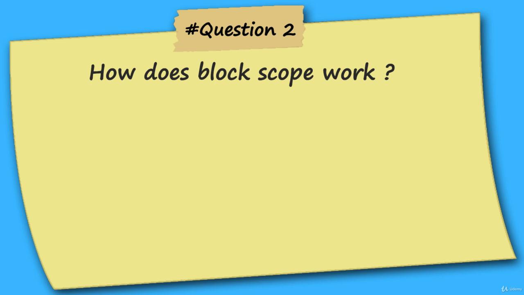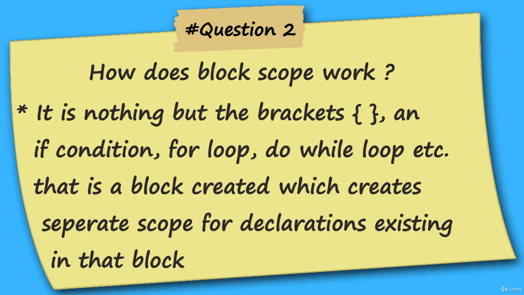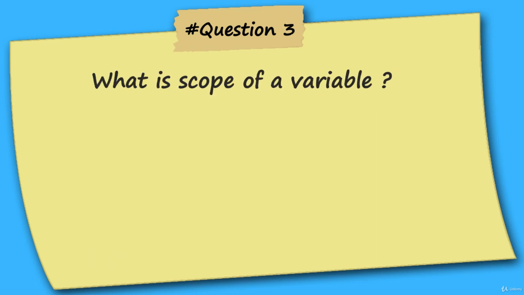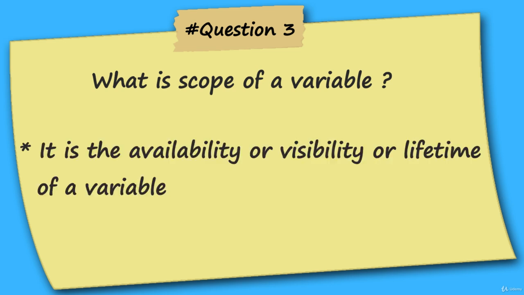We have already seen that a block scope is nothing but the brackets. However you put it, whether it is an if condition, for loop, do while, or even just curly brackets, that is a block created, and that creates a separate world, a separate scope, for the declarations existing in that particular block. The third question can be, what is the scope of a variable? Scope is nothing but the availability, visibility, or lifetime of a variable. So this is all about variable scope, hoisting, and block scope.